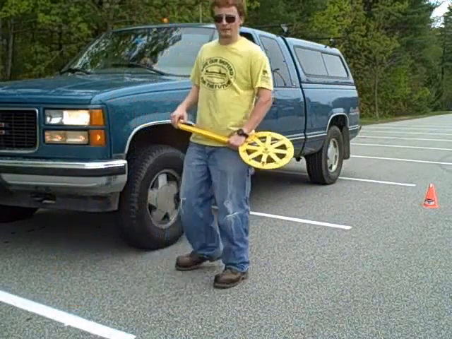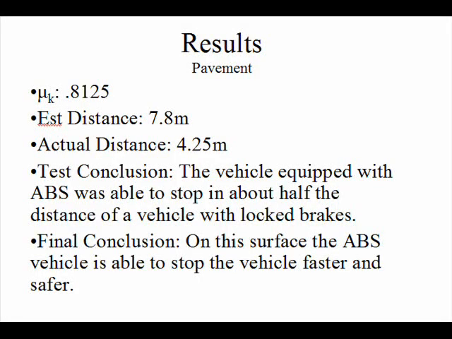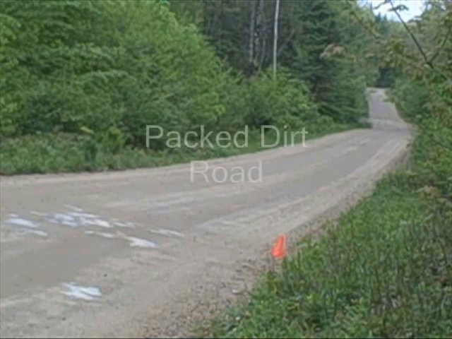.4 1/4 meters. These are our results for the pavement tests. The coefficient of friction between our tire and the surface of the road, μk, was 0.8125. The estimated stopping distance was 7.8 meters, and the actual stopping distance was 4.25 meters. The test concluded that the vehicle equipped with ABS was able to stop in about half the distance of a vehicle with locked brakes. The final conclusion is that on this surface, the ABS vehicle is able to stop much faster than a vehicle that has locked brakes.